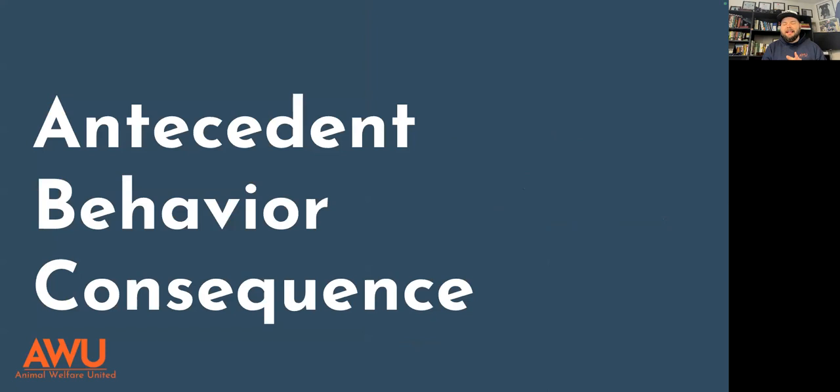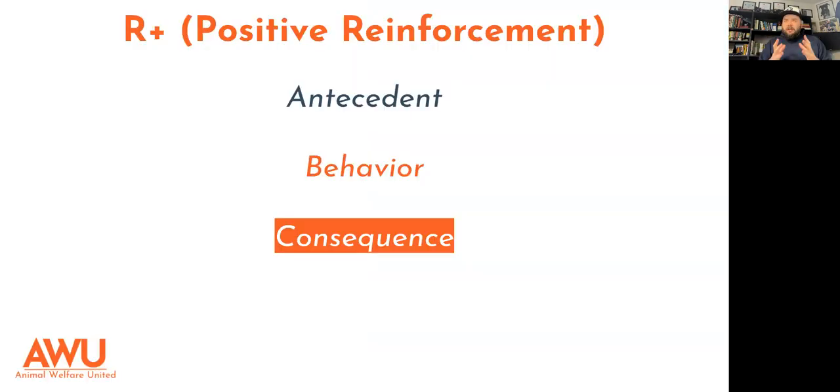There's that sequence again, antecedent behavior consequence. Commit this to memory and remember, as we dive into this a little bit more, we should always be looking to define that sequence. Or if we're modifying behavior, we should probably define that sequence.